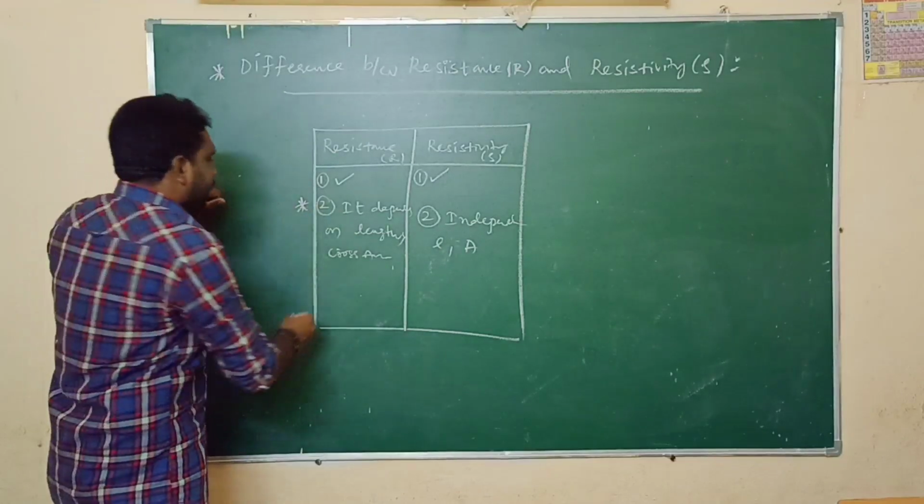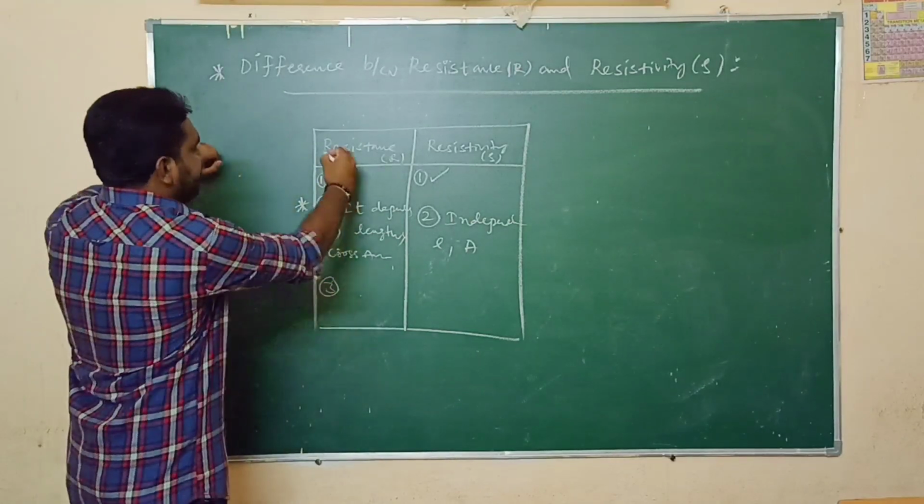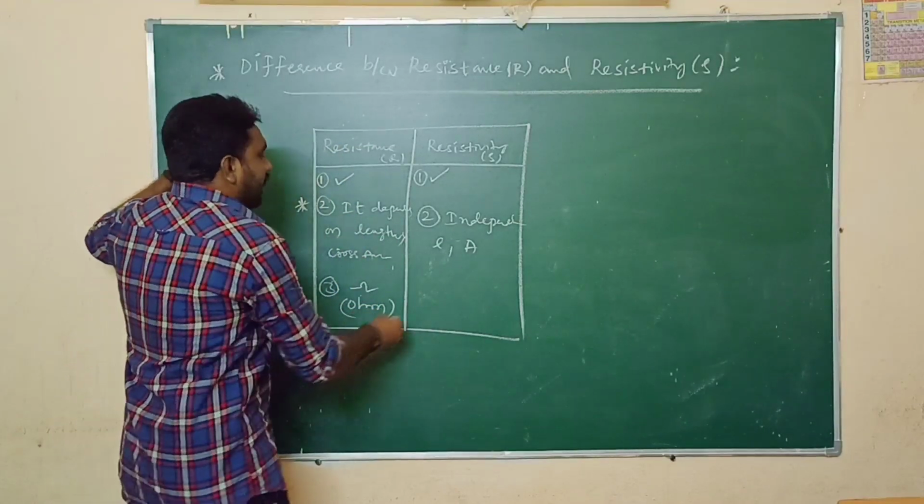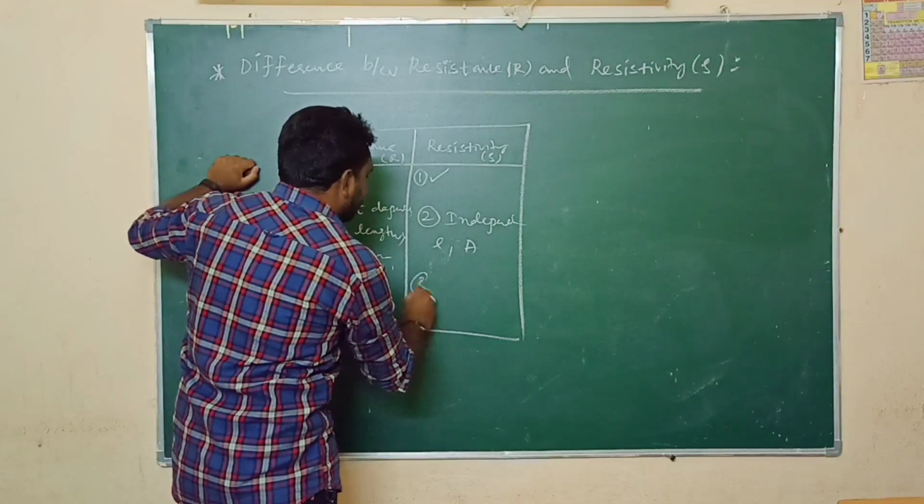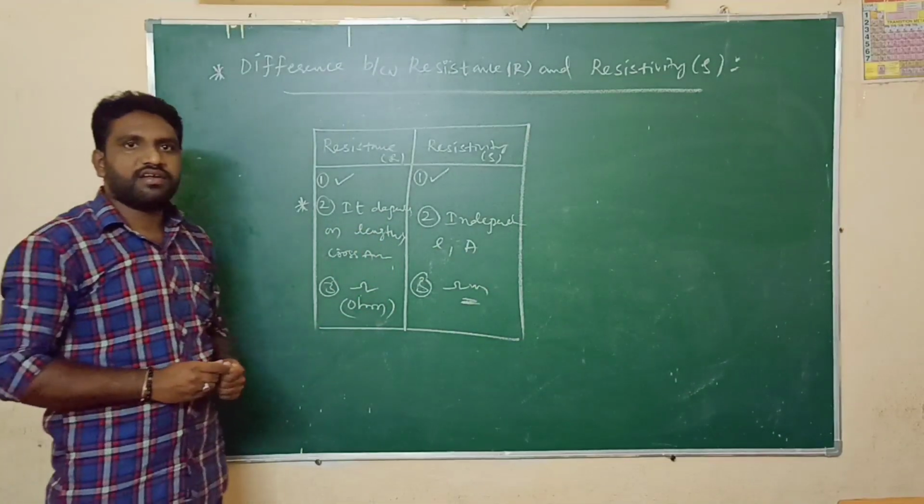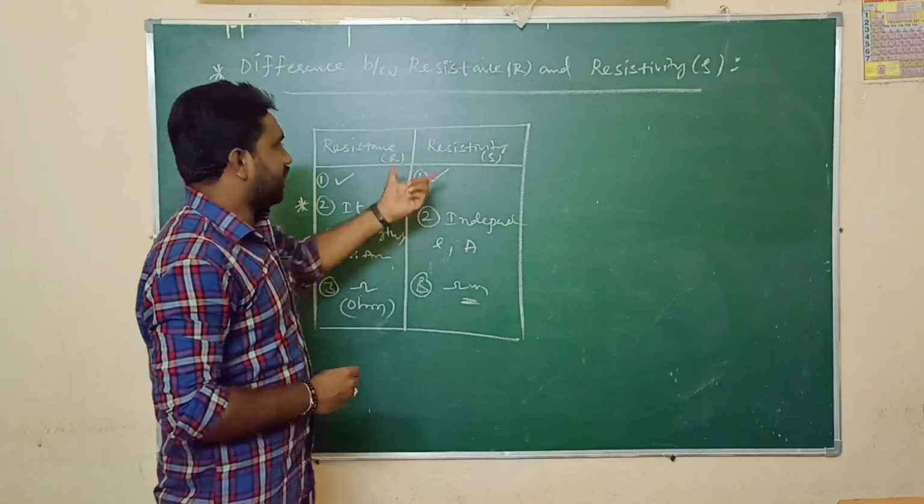And third one, we will consider the units. The SI unit of resistance is ohm. And what is the SI unit of specific resistance? Ohm meter. So these are the differences between resistance and resistivity of a conductor.